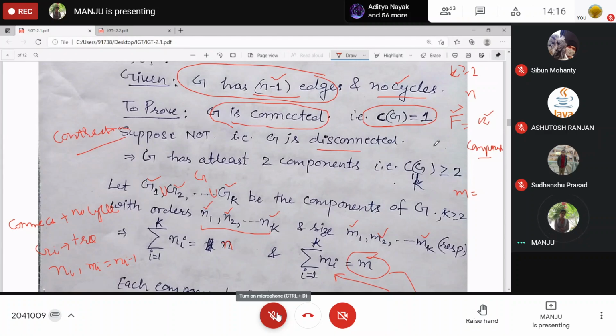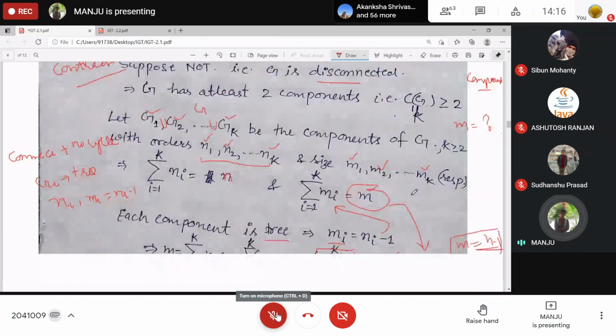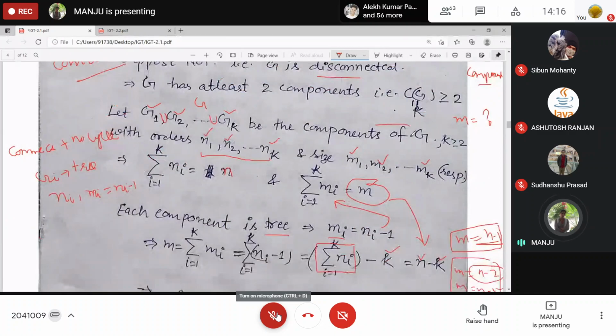Okay. K number of components are there. What is the size of the forest? N minus K. N minus k. That you can easily calculate by using this one, right?